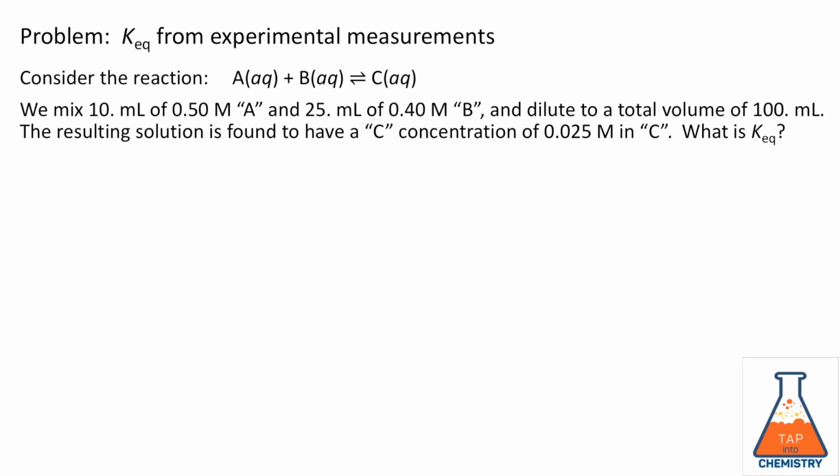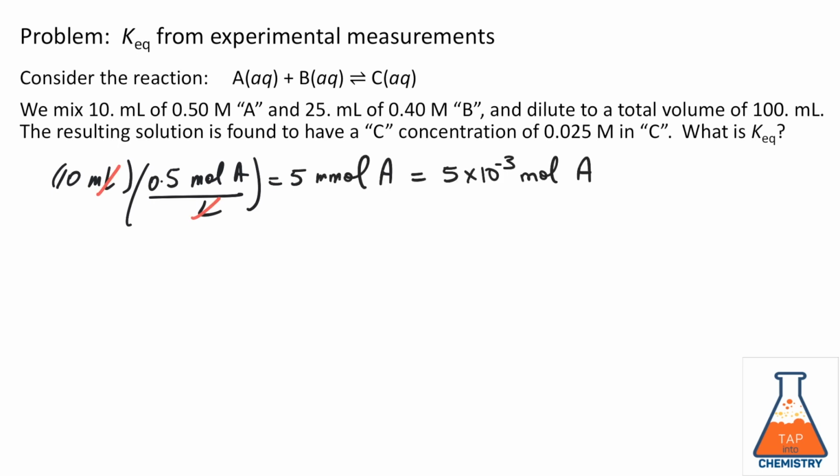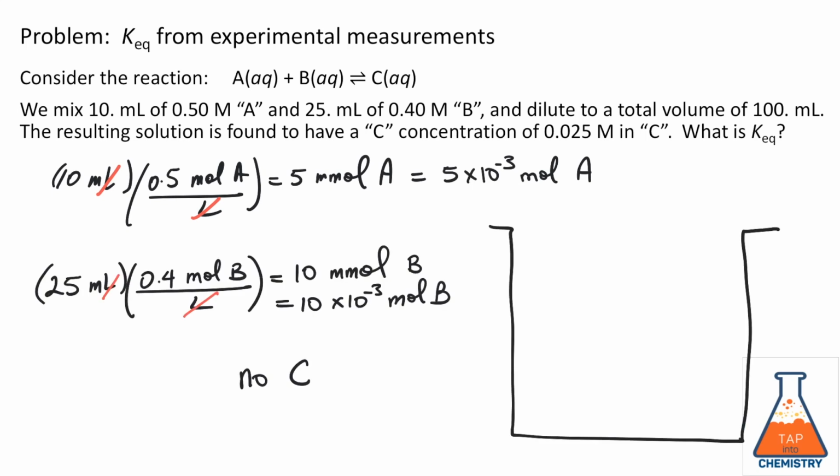The first thing we have to do is figure out how much of the initial reactants are inside of our beaker. 10 milliliters of A, which has a concentration of 0.5 moles of A per liter, means that we have a grand total of 5 millimoles of A, or 5 times 10 to the minus 3 moles of A in our solution. Applying the same technique to B, we get a beaker that has 5 millimoles of A and 10 millimoles of B and no C initially.